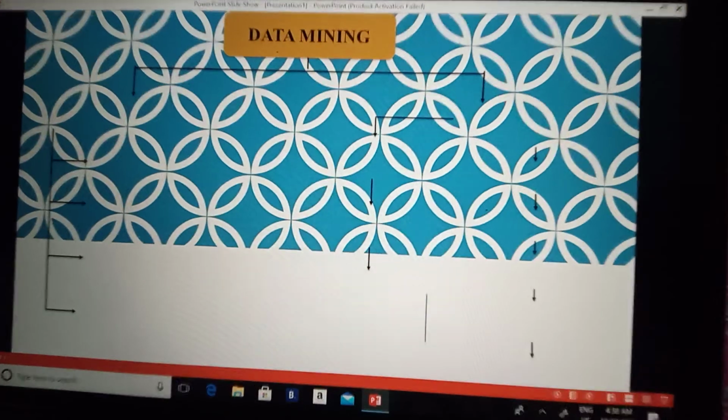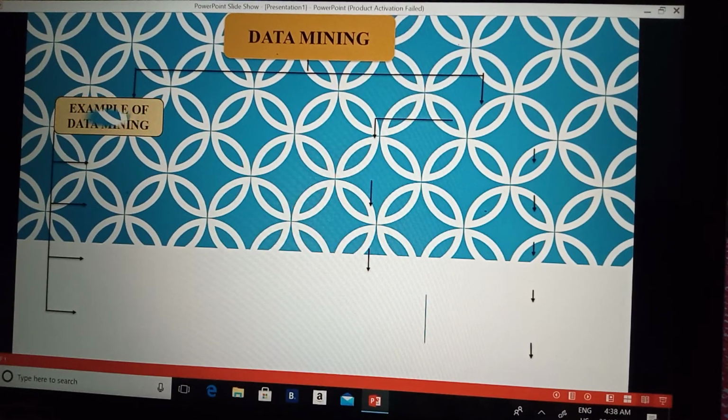There are also 5 examples of data mining. The first one is identifying the customer's requirements. Data mining helps to identify the best products for different customers. They can identify needs in a number of ways, for example by listening to the customers.